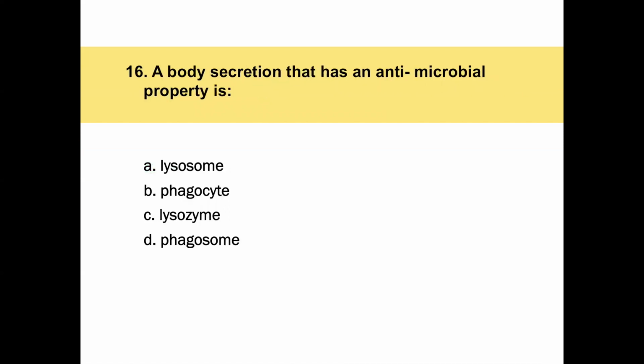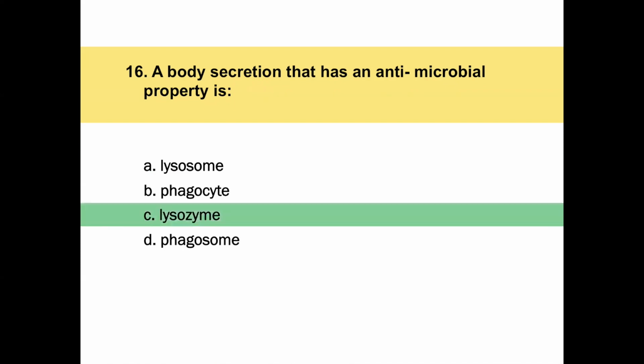A body secretion that has an anti-microbial property is A. Lysosome, B. Phagocyte, C. Lysozyme, D. Phagosome. Answer C. Lysozyme.